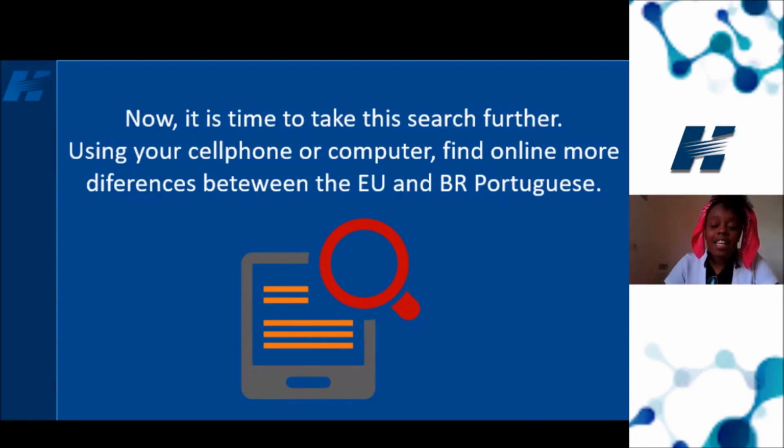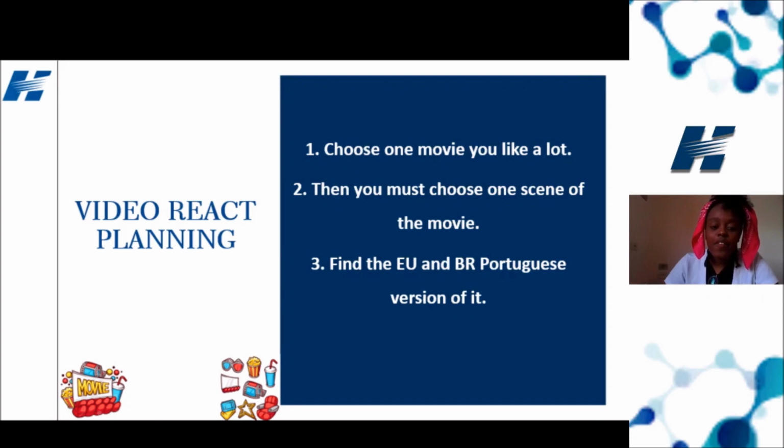And the second task is a video react. Let's read these instructions here so you can understand what it is exactly. First, you need to choose one movie you like a lot. Then you must choose one scene of the movie. You need to find the European and the Brazilian Portuguese version of it. So you must find the two versions of it.